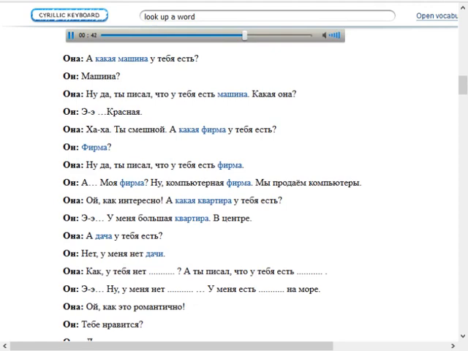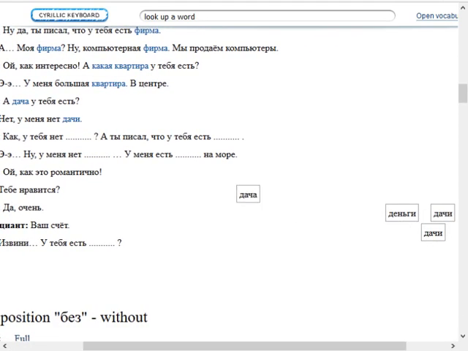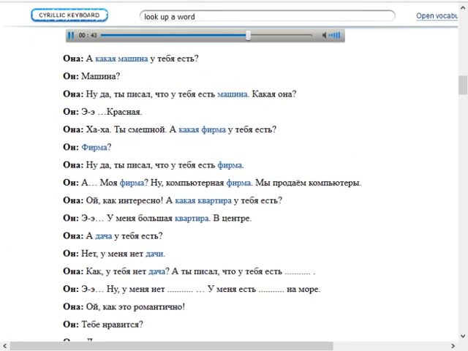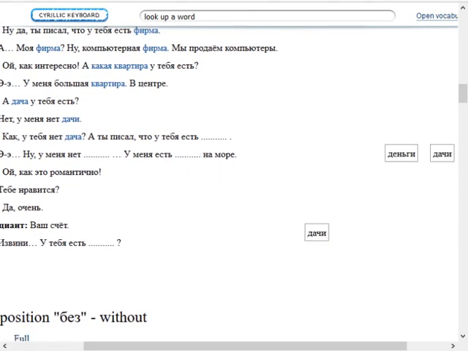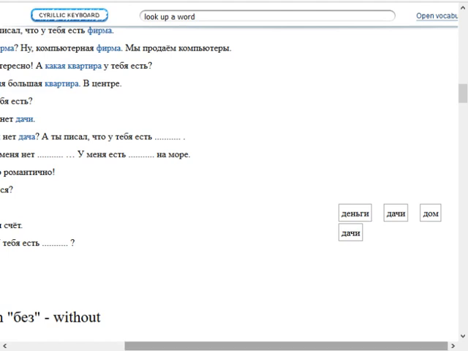Как? У тебя нет дачи? What? You don't have a dacha? А ты писал, что у тебя есть дача. But you said that you have a dacha. Oh wait. Wait, hold on. What?